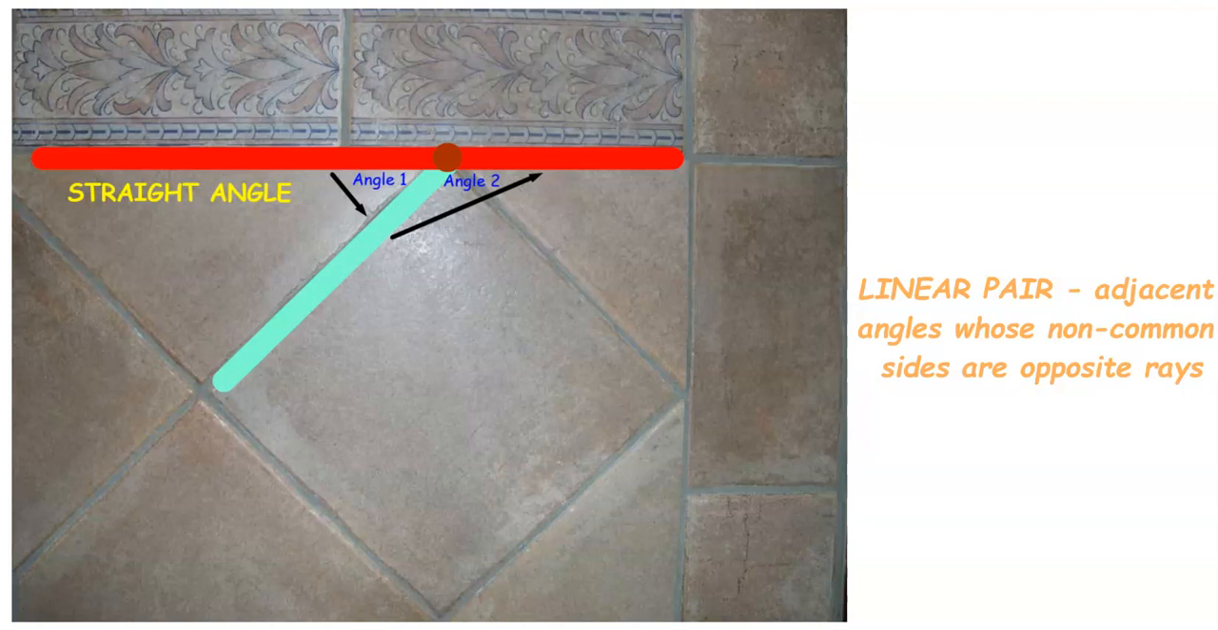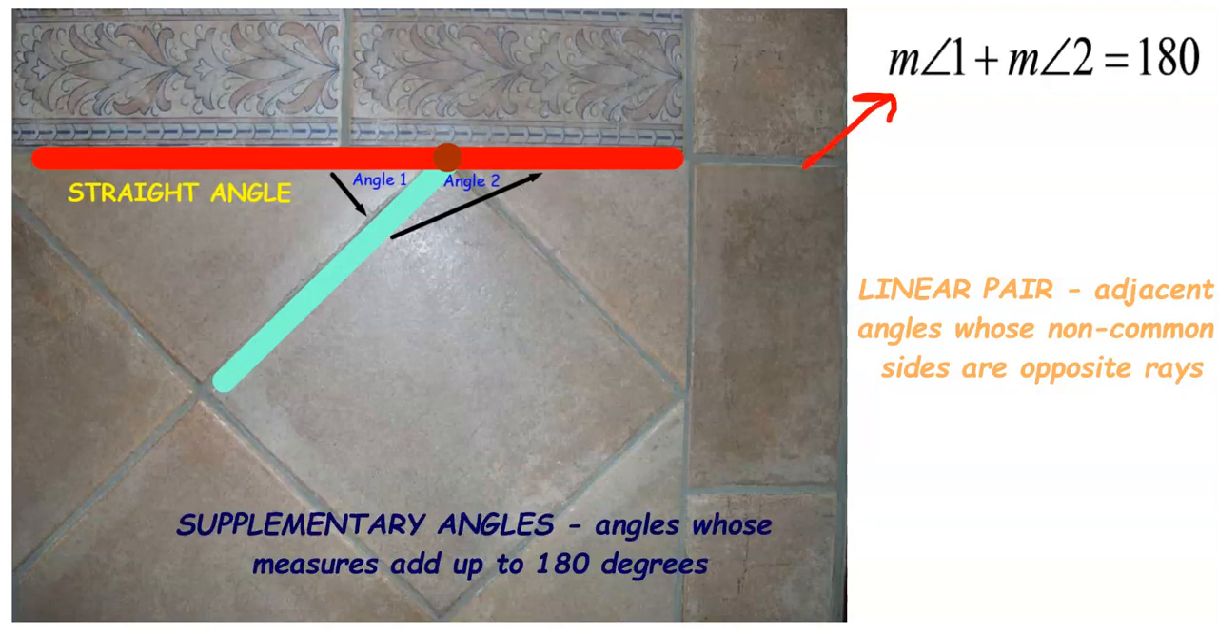In a linear pair, it's easy to see that using angle addition, when angle 1 and angle 2 are added to each other, they're going to create the same number of degrees as the straight angle, which is 180. Any two angles whose measures add up to 180, whether they are linear pairs or not, are called supplementary. And the measure of angle 1 plus the measure of angle 2 in this case, as you can see in the upper right corner, is going to be equal to 180 degrees.